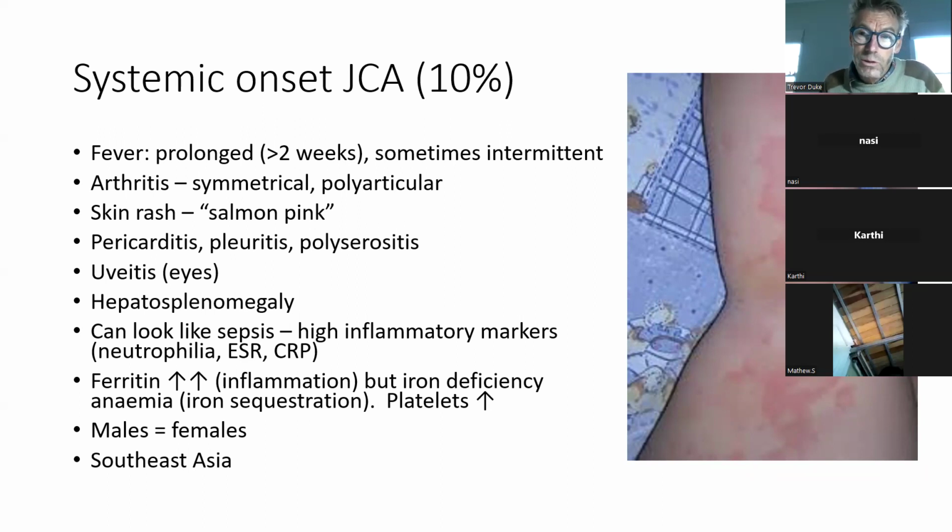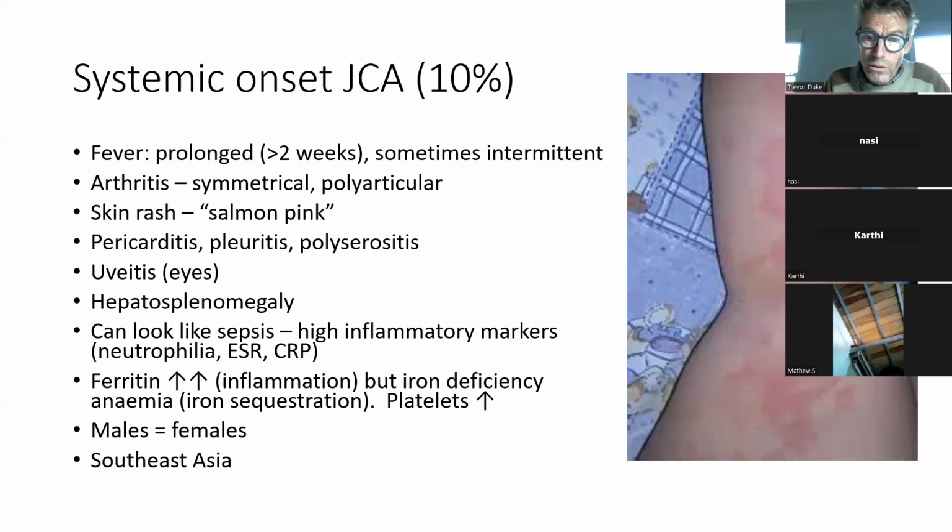It can look like sepsis. These children have high inflammatory markers, like they have a neutrophilia and a high erythrocyte sedimentation rate and a high C-reactive protein, if you can do those things. They often have a high ferritin, as an acute inflammatory response. Their ferritin level is very high, but still they're often iron deficient. So there are other markers on their blood film that show iron deficiency with microcytic hypochromic anemia, often a low hemoglobin.